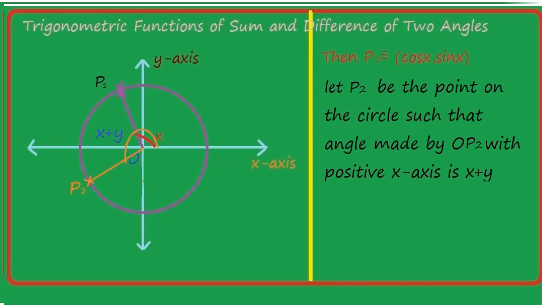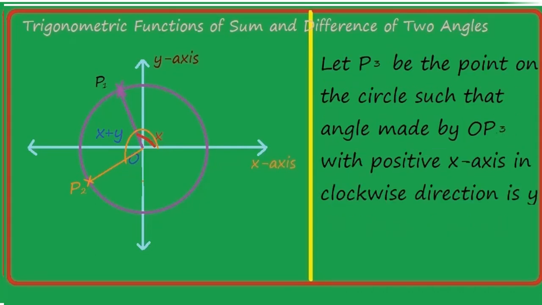that is angle P1OP2, will be y here, because the total angle is x plus y, so angle P1OP2 will be equal to y. Just note that angle, you need not write it there, but you should know that angle is y. Now, what is the coordinate of P2? The coordinate of P2 is cos of x plus y comma sin of x plus y, because the angle made by OP2 with the positive x-axis is x plus y.